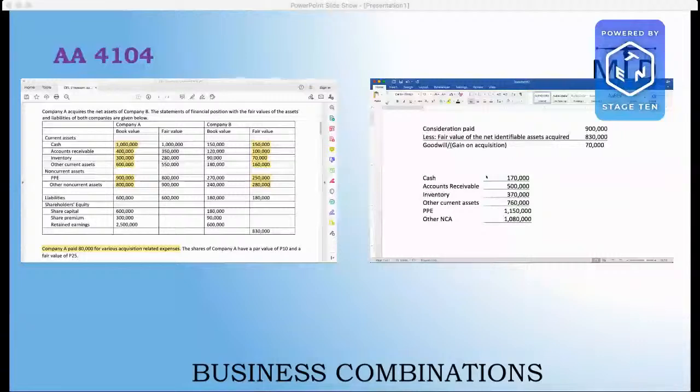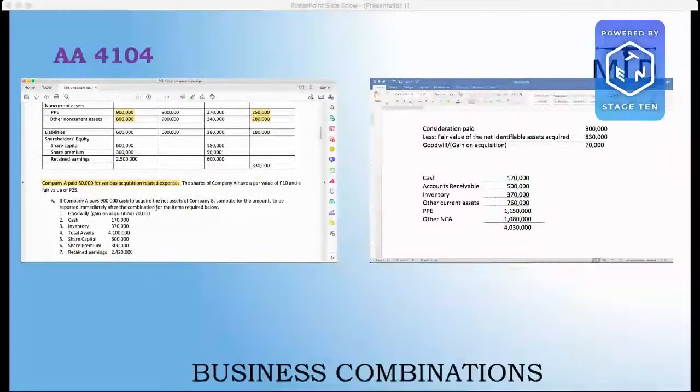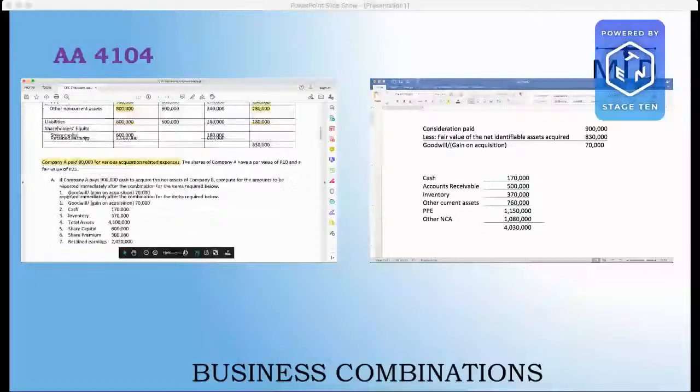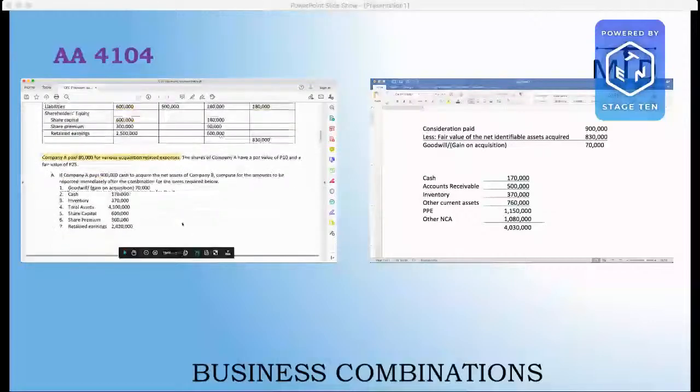So the total would be 4,030,000. Okay, but that would not be your answer in case you're asked how much is your combined total assets after the combination. Okay, your answer as shown here should be 4,100,000.